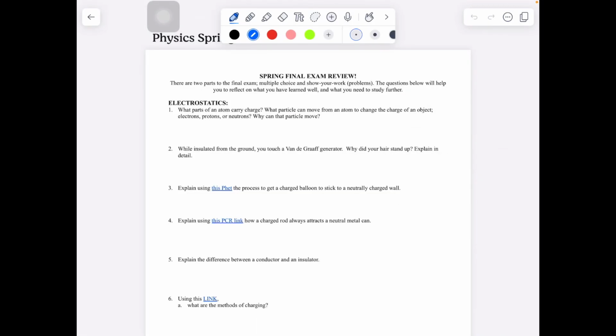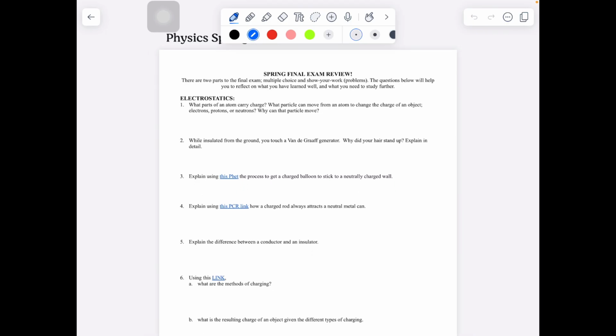Hey guys, today we're going to go over our final exam review for second semester, so the spring final exam review. Let's start off with electrostatics.